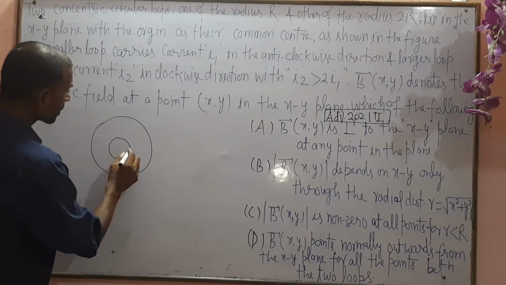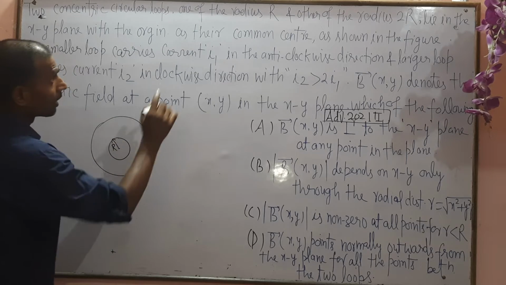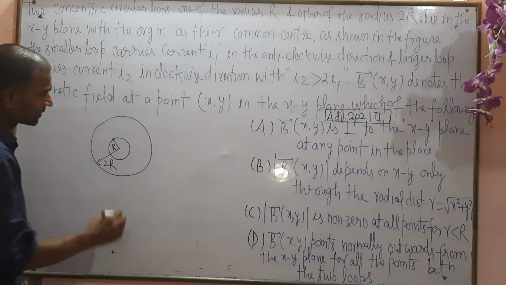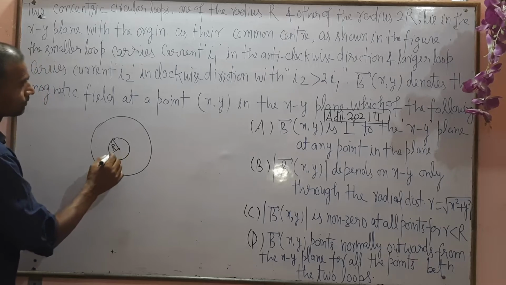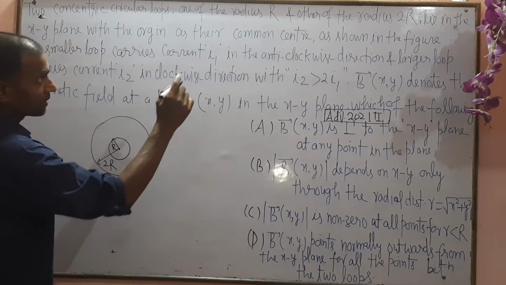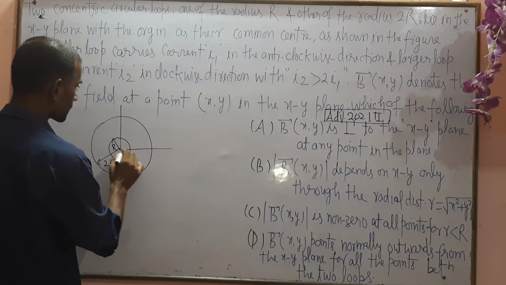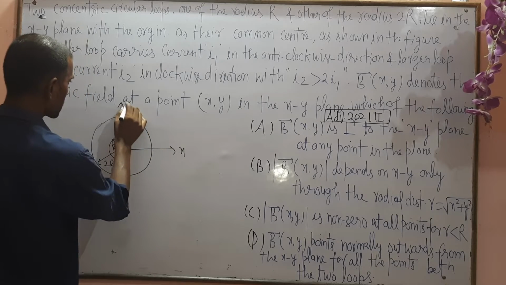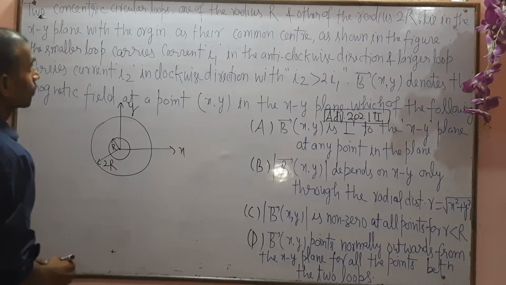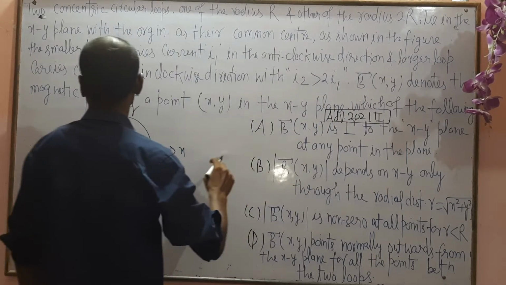This is the radius r and the other is 2 times r. This is the center O. It is also given that this lies in the xy plane, with the x axis and y axis. This belongs to the xy plane, as shown in the figure.